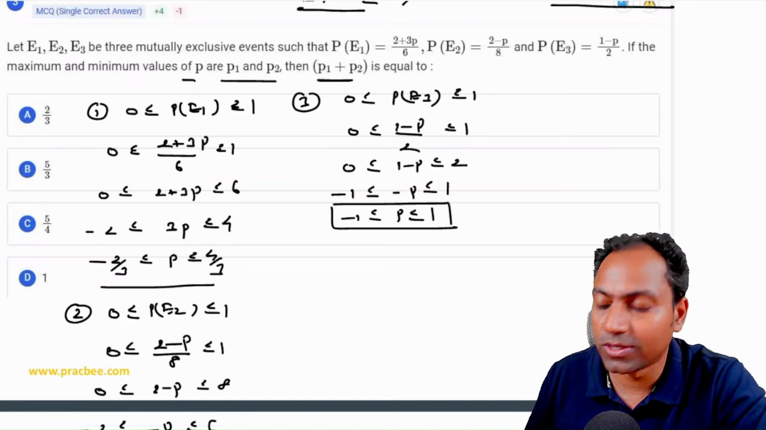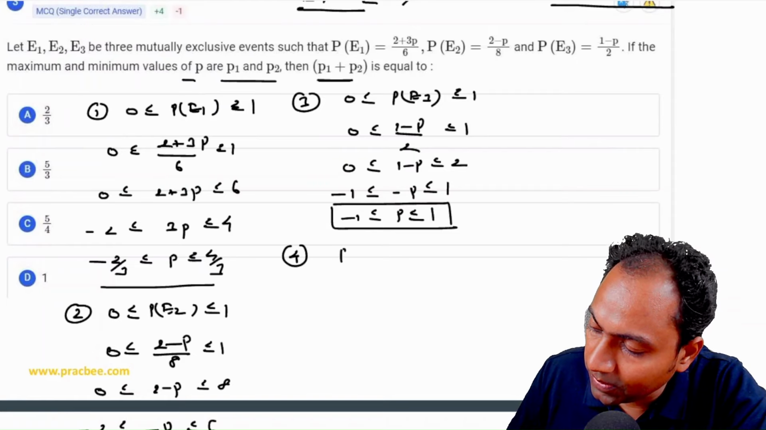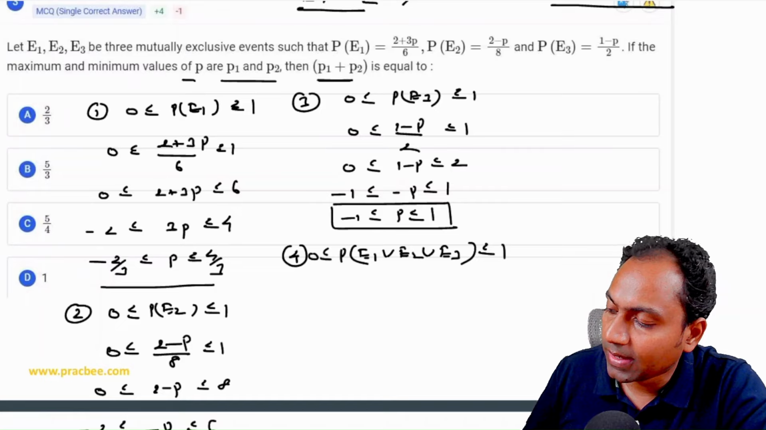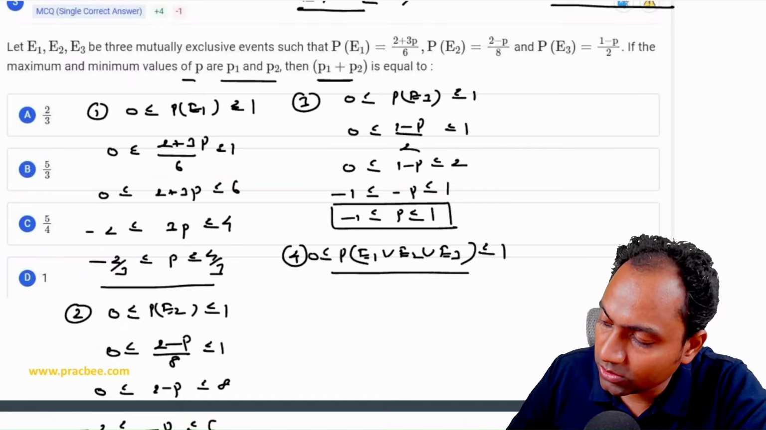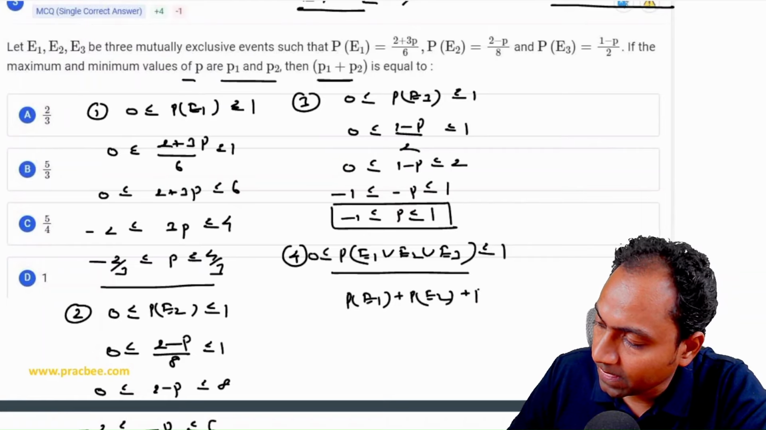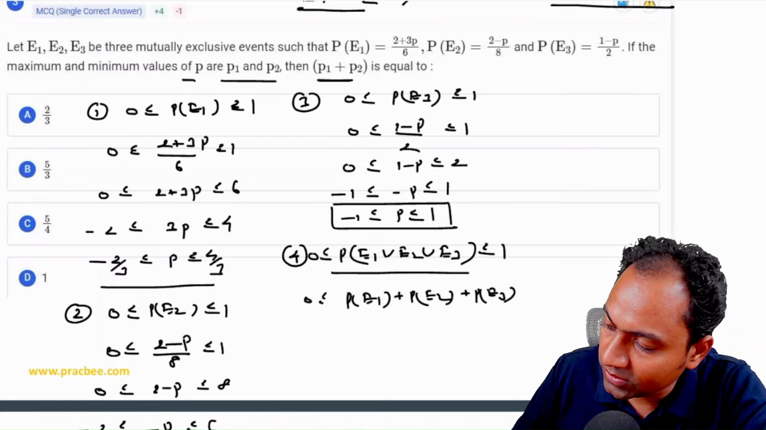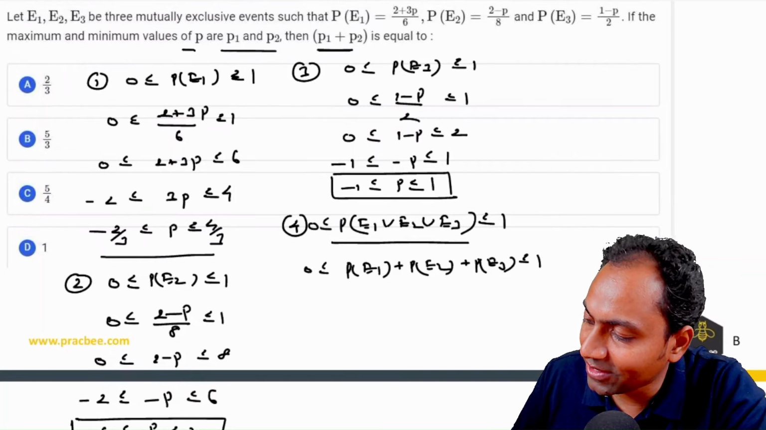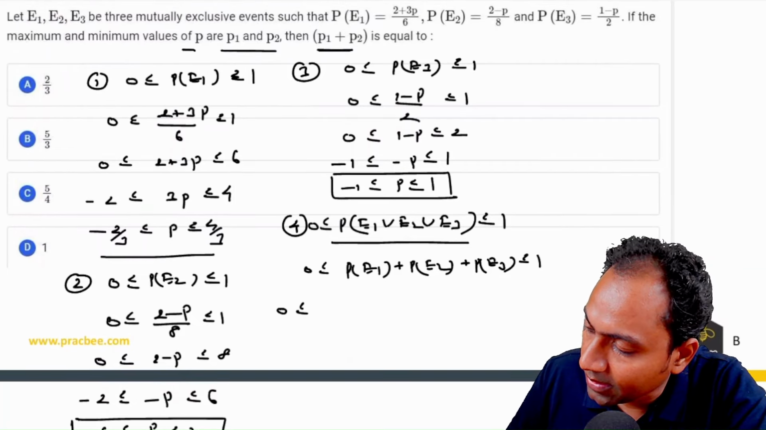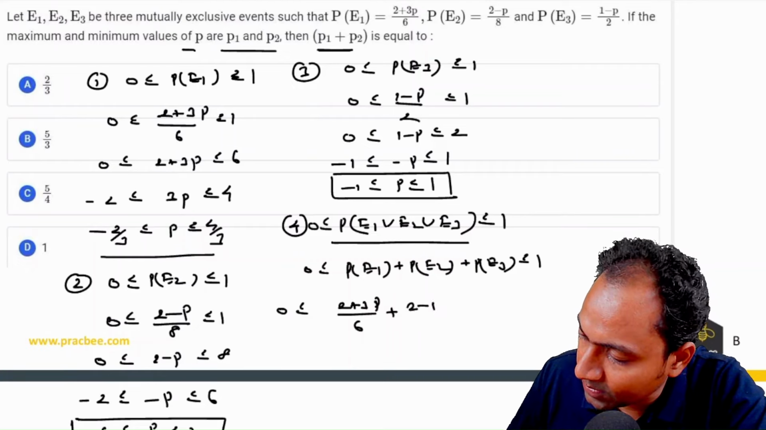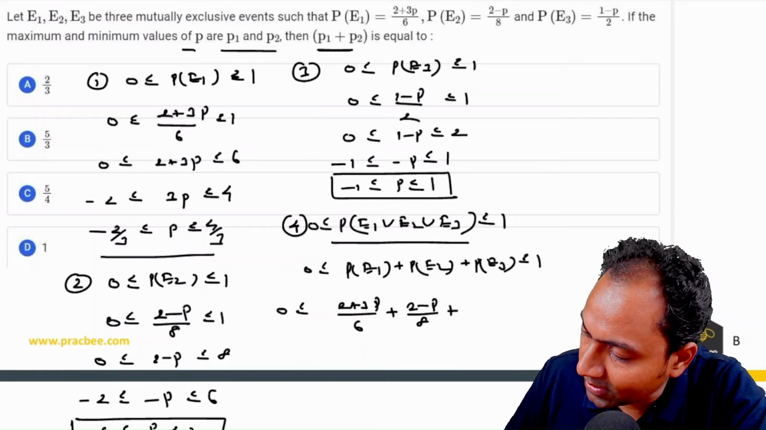Now let us go to the fourth condition. What is the fourth condition? If I take P of E1 union E2 union E3, this also needs to lie between 0 and 1. And this is very simple to find because all the intersections are 0. So this can be written as P of E1 plus P of E2 plus P of E3, which also lies between 0 and 1. So let us write it down, take the LCM and do the calculation. This becomes 2 plus 3P by 6, the next part is 2 minus P by 8, and the third part is 1 minus P by 2.